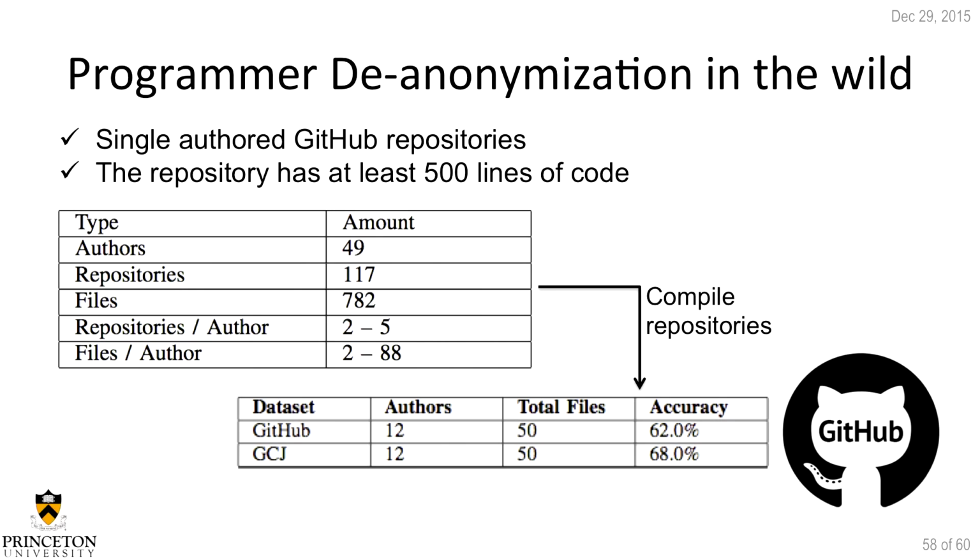And on this data set, we are able to de-anonymize the programmers with 62% accuracy. We tried to generate the exact same data set from Google Code Jam, using the exact same number of binaries for each programmer, and we were getting 68% accuracy. So it shows that this is a very promising result for running programmer de-anonymization in the wild.